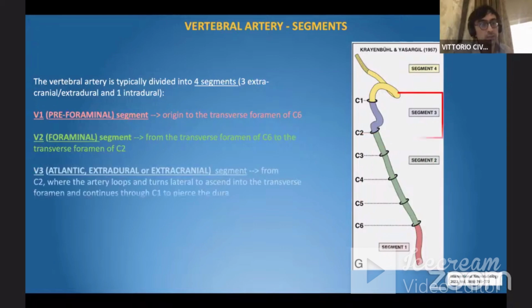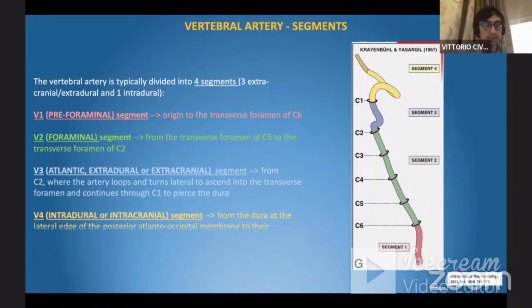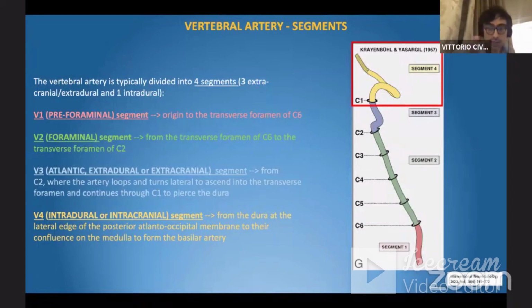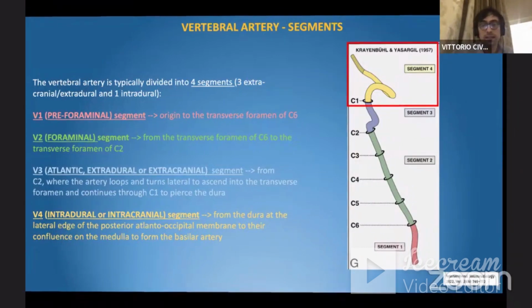of C2. Then we have the V3 segment that goes from C2, then it loops and continues to C1 and pierces the dura at this level. And then we have the V4, or intracranial or intradural segment, that goes after piercing the dura to the confluence on the medulla to form the basilar artery.